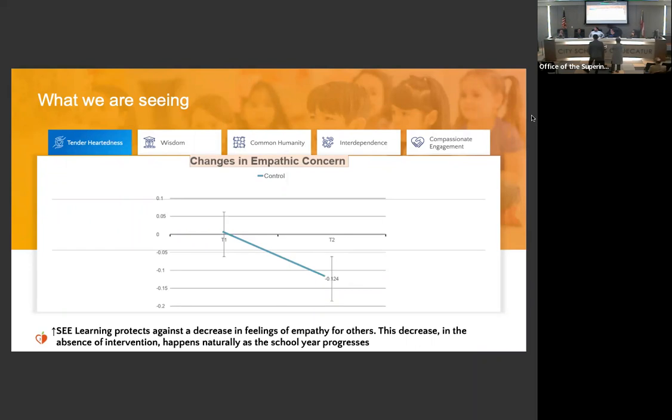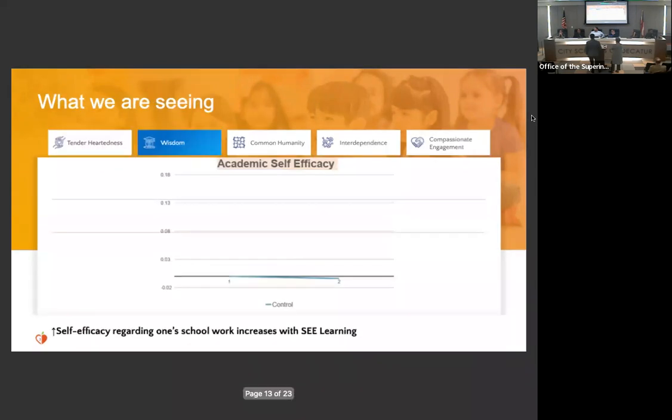We looked at empathetic concern, and these are feelings of empathy for others. And what you can see is this is what it looks like across the year for children whose schools are business as usual. These are schools where they didn't do anything. They didn't do CSL learning. Schools that did CSL learning, there were significant trends where empathetic concern went up significantly over baseline.